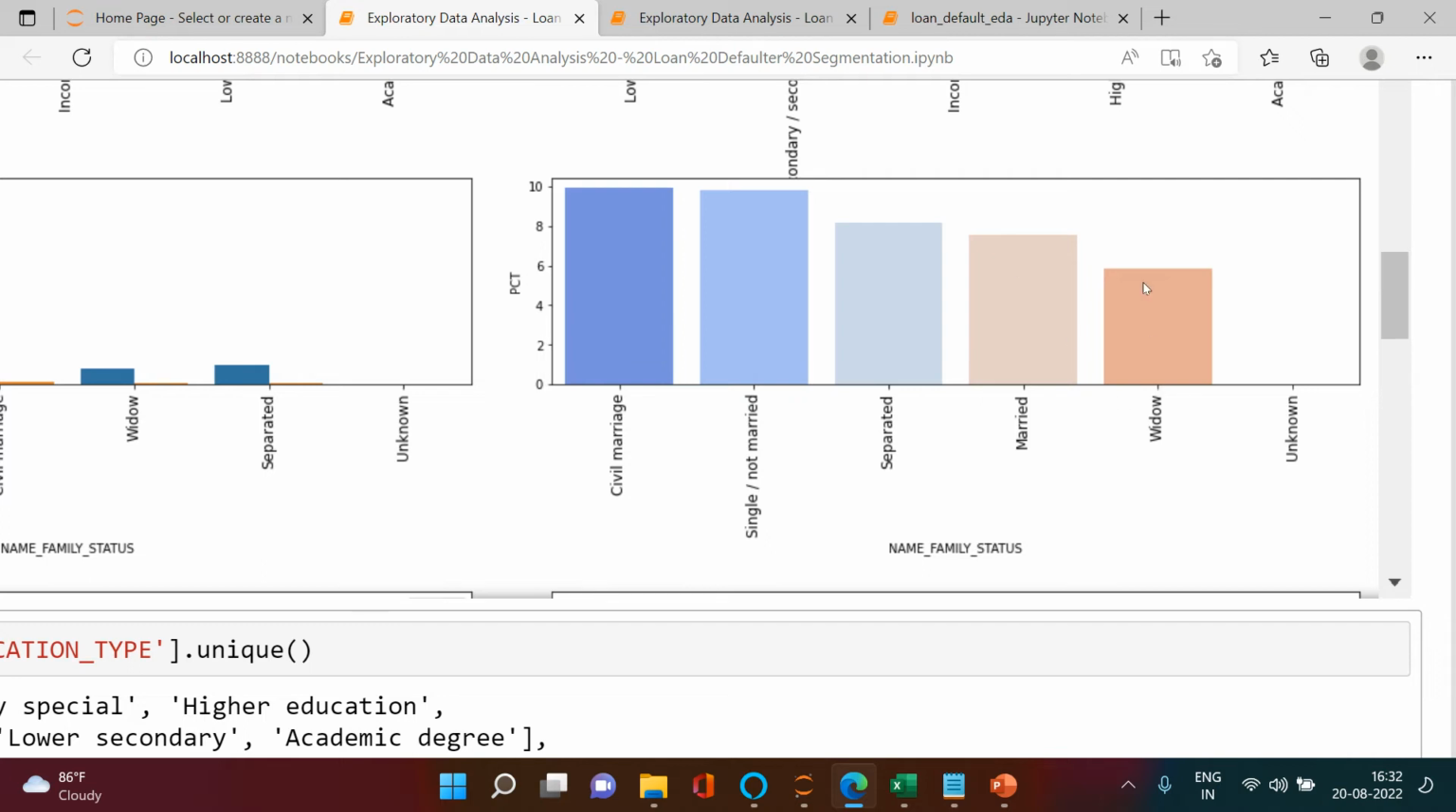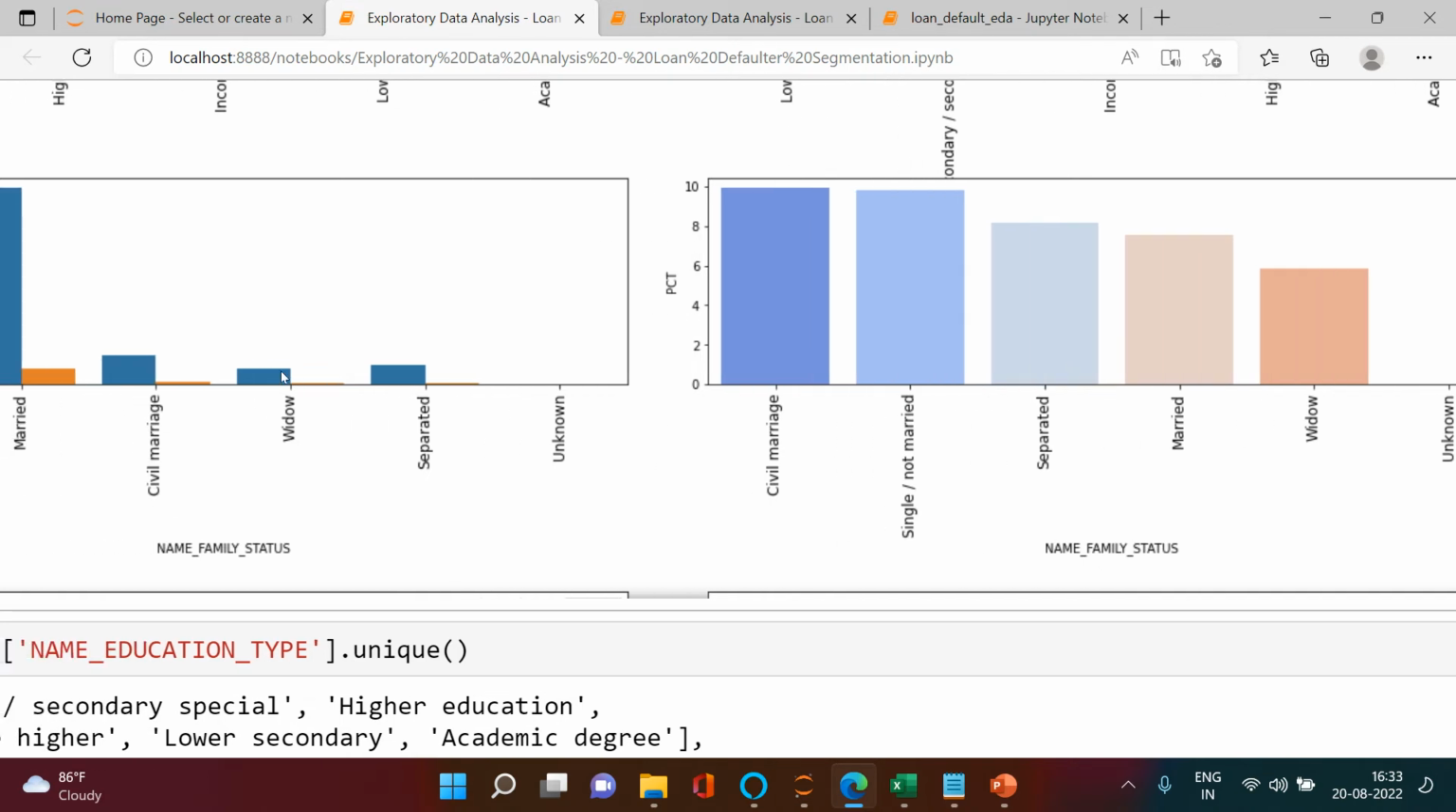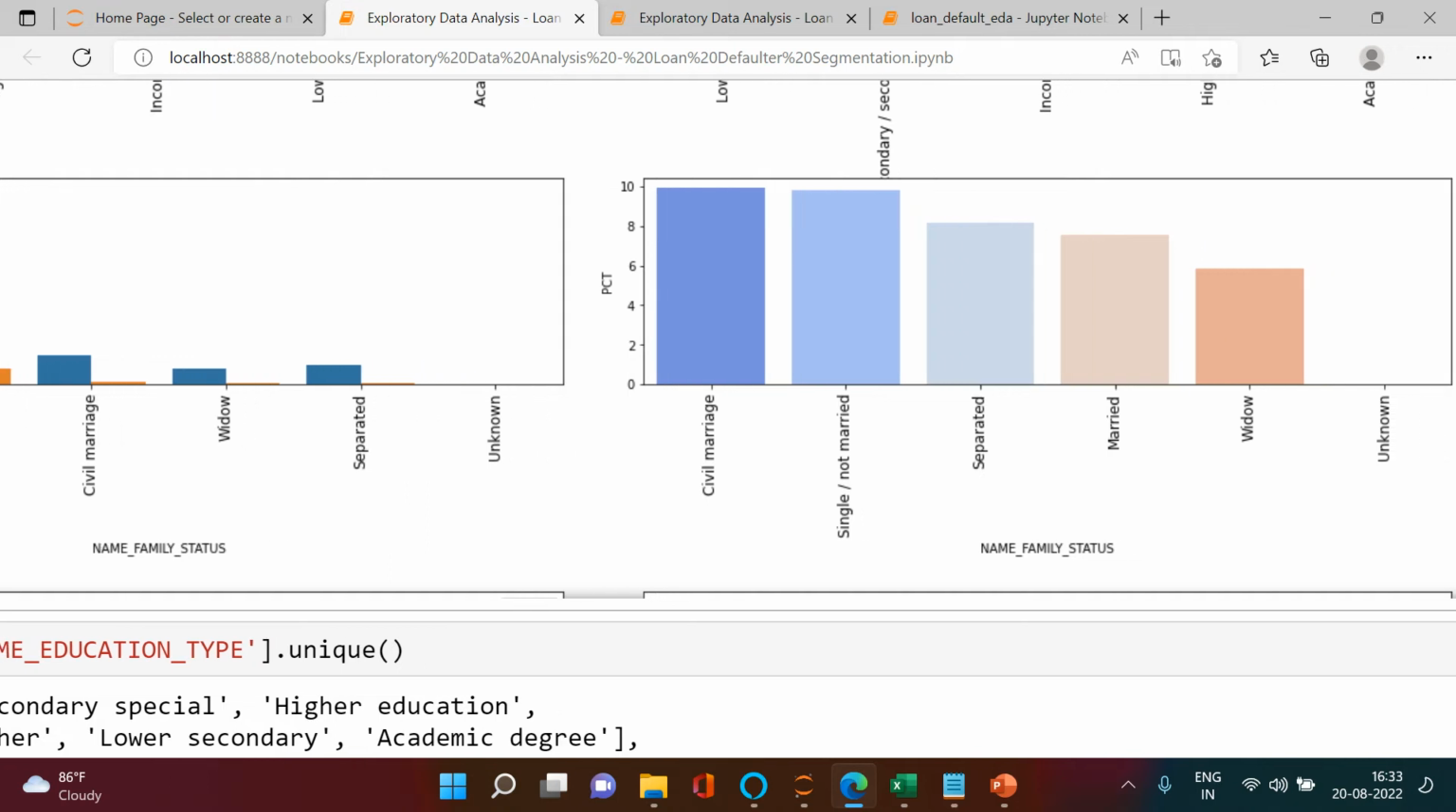Widow has even less default rate, and people who have unknown marital status have taken almost negligible number of loans, and their default rate is also not significant, not even visible over here. So what we can say is the married segment is the safer one. The number of loans given to widows is also very low. So the married segment is something which is safe to target.